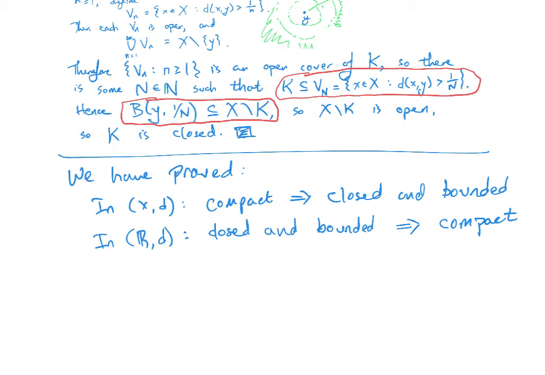Okay, so in an arbitrary metric space, compact implies closed and bounded. In the real numbers, closed and bounded implies compact. So in the real numbers with the standard metric, compact is just the same as closed and bounded.